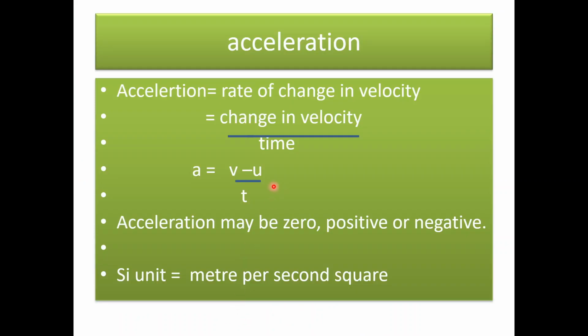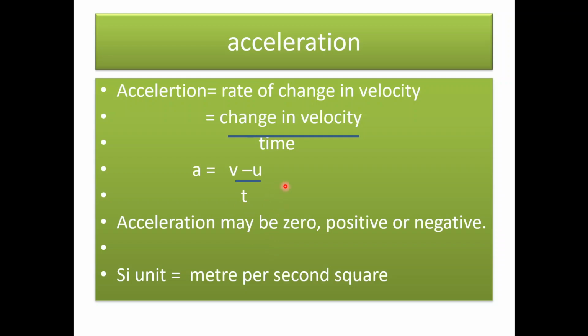Now what is acceleration? Mathematically, how can you find out acceleration? It is the rate of change in velocity. Rate means divided by time, that is change in velocity upon time. So change in velocity is given by v minus u, where v is the final velocity minus initial velocity, upon time.